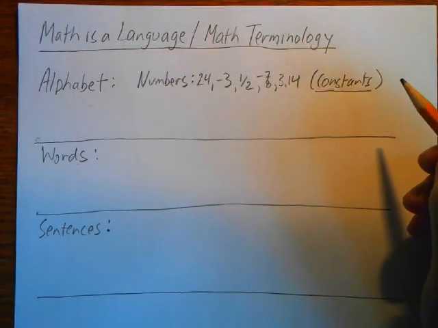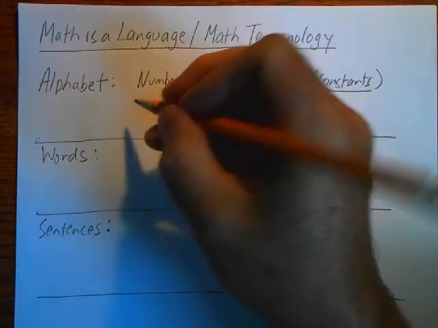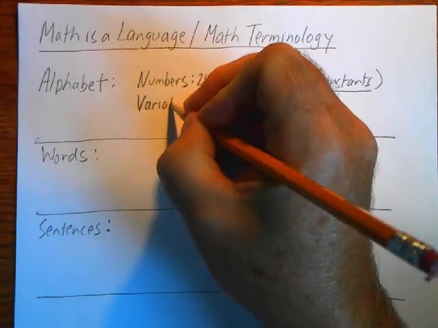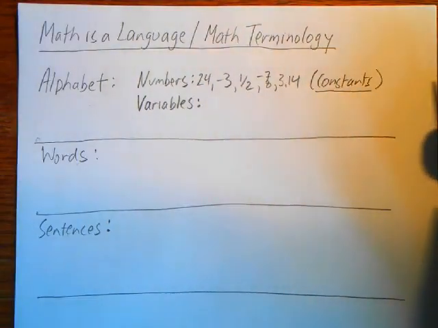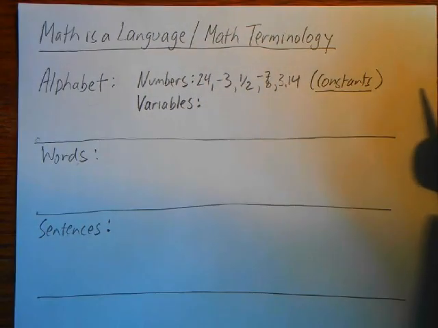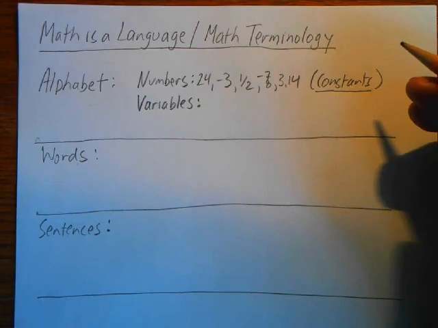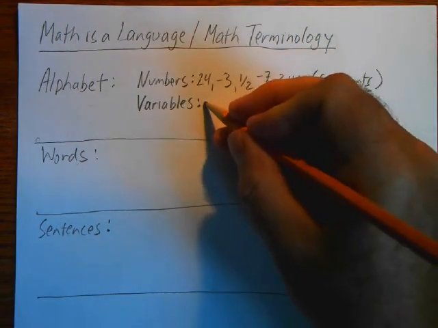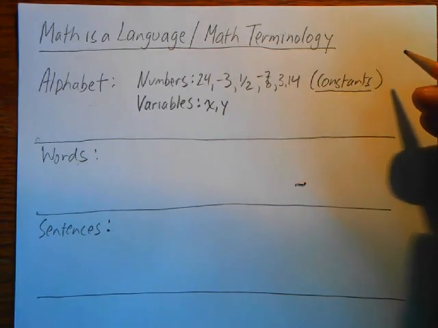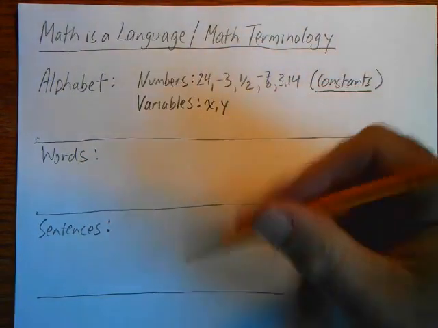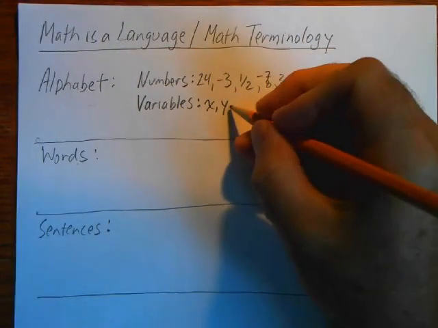Now we have other parts of the alphabet that do change. So we call those variables, okay? And when we have a variable in math, it's because either we don't know what the number is, or maybe it's something that we want to be able to change what the number is and to try things out. So by far the most common variables in math are x and y. We use those a whole lot, but it's not just limited to those letters. It can be any letters.